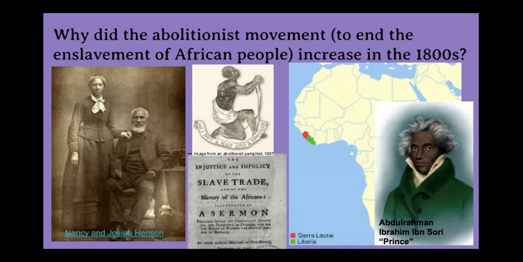And his captors pretty much just made fun of him, giving him the nickname Prince, by way of making fun of his claims. Sori, though, an educated member of the royal family, spoke and read Arabic text, and was a devout Muslim. He was brought to Mississippi and enslaved on a cotton plantation.